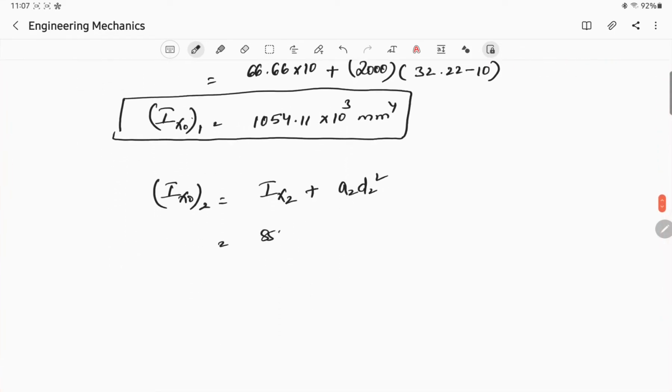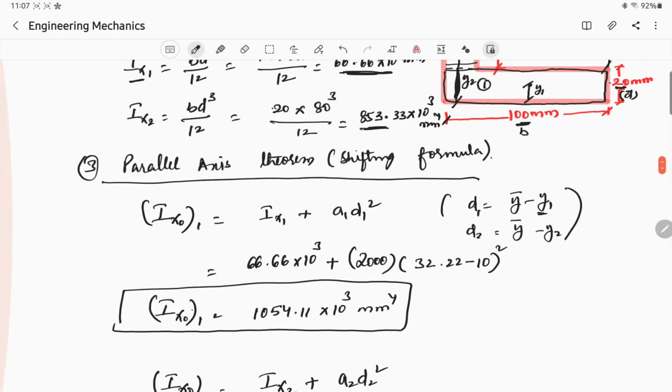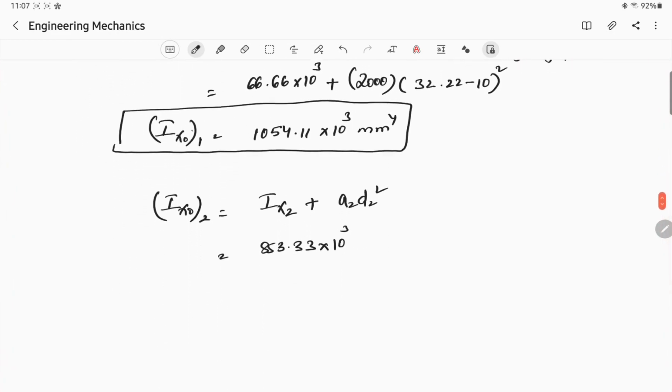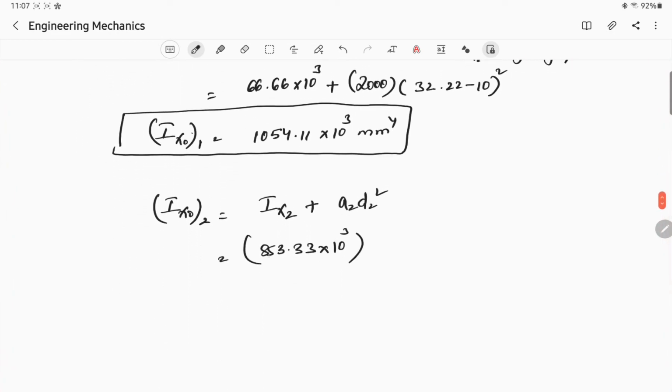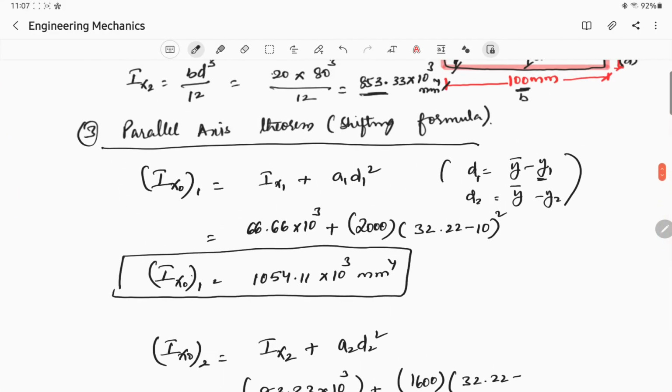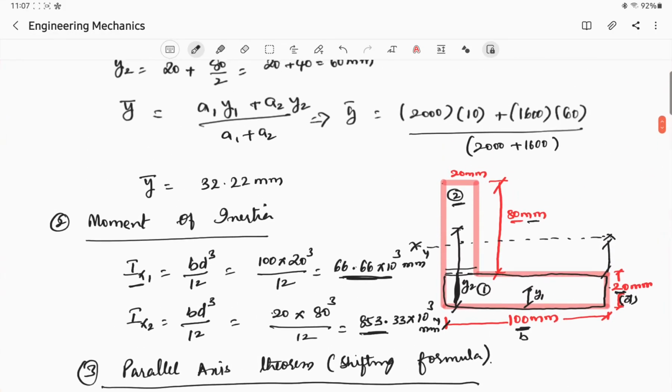853.33 into 10 power 3, right? We got 853.33 into 10 power 3. This is Ix2 plus A2, what do we have? 1600, isn't it? What is the value of Y2? D2 is y bar minus y1, that is 32.22 minus the value of Y2. What is the value of Y2 we got?